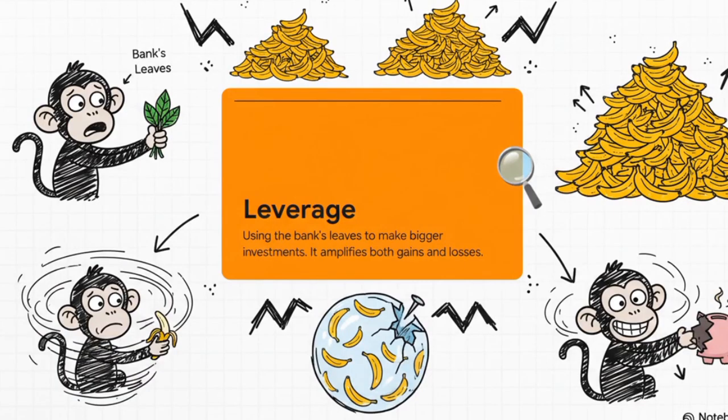And you want to know what throws gasoline on this whole fire? A little thing called leverage. This is when monkeys start borrowing leaves from the bank to buy even more bananas than they can afford. Now, if the price goes up, their profits are absolutely massive. But if that price goes down just a tiny bit, they can lose everything and still owe the bank all those leaves. Leverage is what makes these bubbles get so huge and what makes them pop so hard.